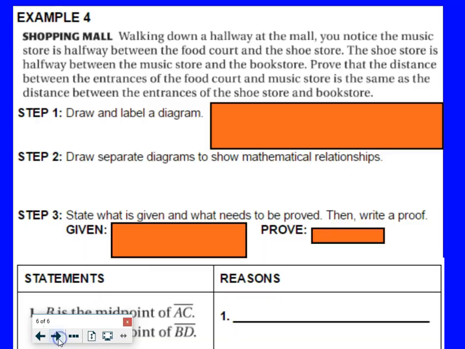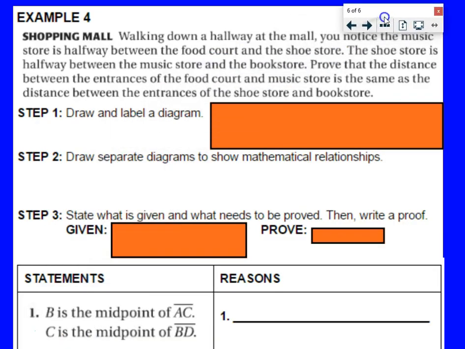All right, last example here in our notes. We have example 4, shopping mall. Walking down a hallway at the mall, you notice the music store is halfway between the food court and the shoe store. The shoe store is halfway between the music store and the bookstore. Prove that the distance between the entrances of the food court and music store is the same as the distance between the entrances of the shoe store and the bookstore.